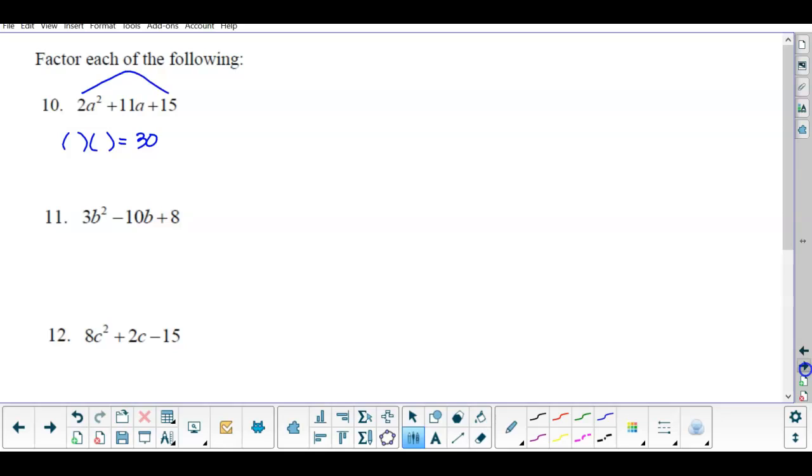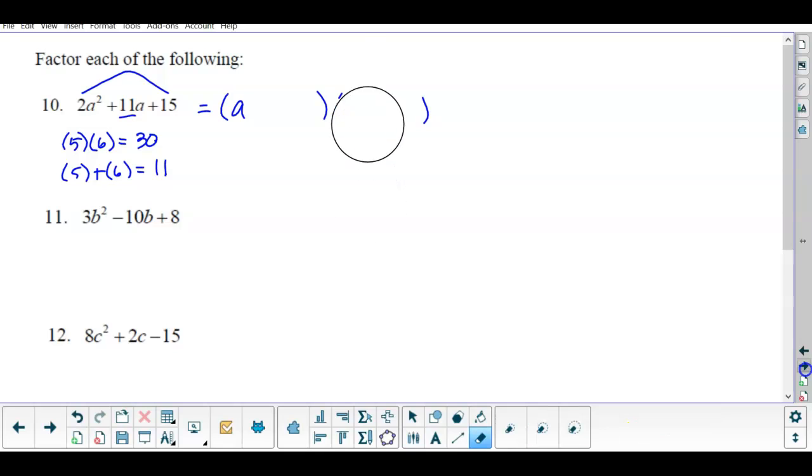2 times 15, and add to 11, the coefficient of A. So when I think of the factors, 5 and 6 come up right away. But I do not set this up as two brackets with A in front, because I know that I have to get 2A squared. So I make one of them 2A to start. Okay?